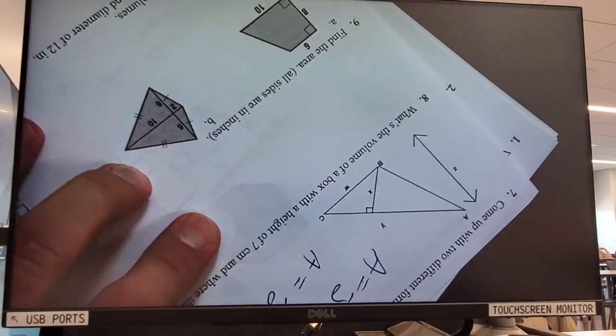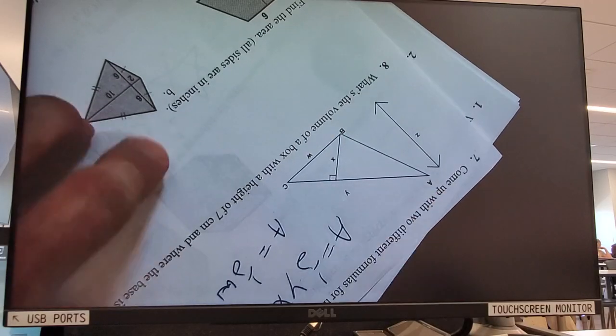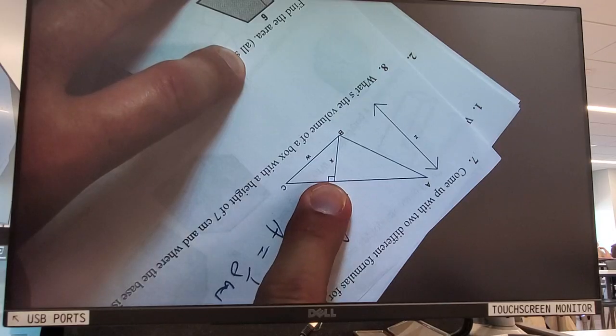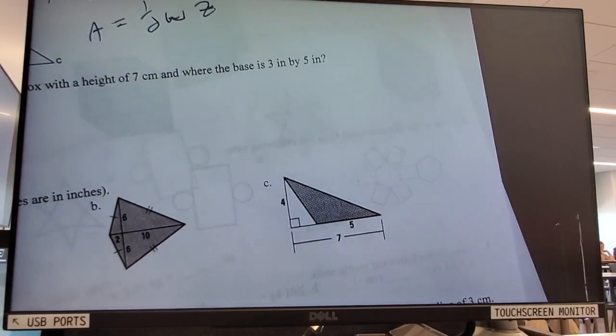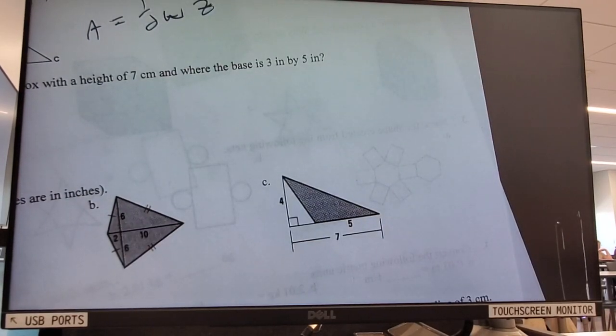Oh, if I turn it like this, the height is X and the base is Y. Yeah. And I'm sorry, this drawing didn't really get perfect, but I did put a little box there. So this is perpendicular. It's supposed to be.